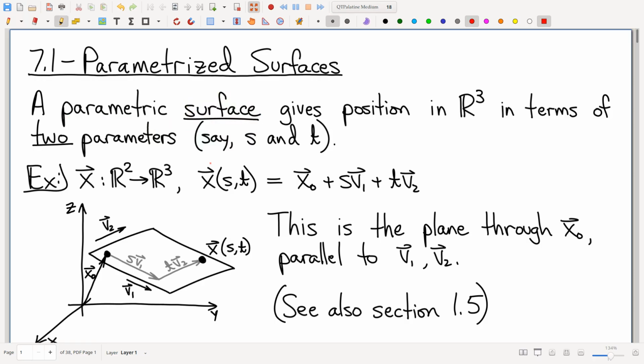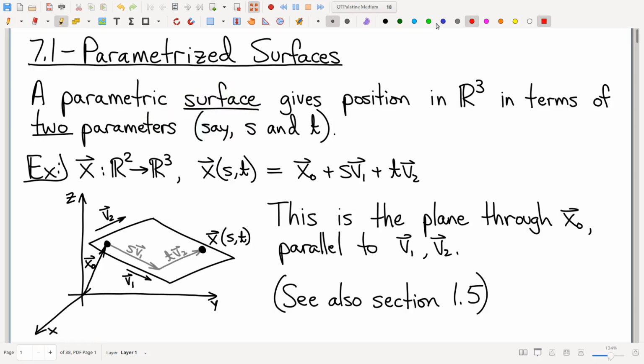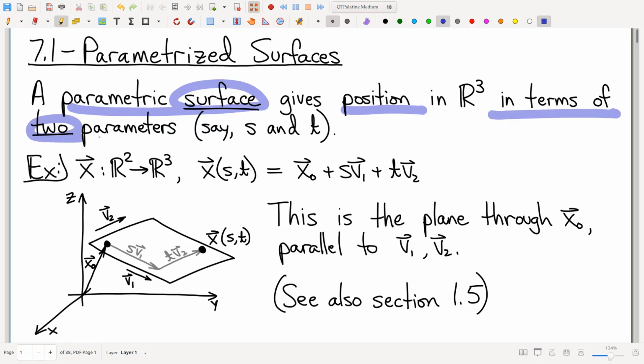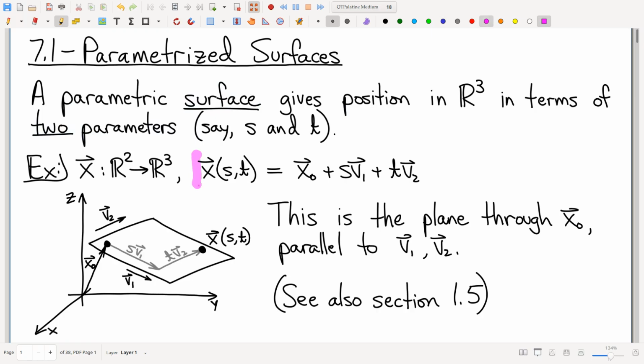But just a short answer, a parametric surface is a function that gives position in terms of two parameters instead of one. Right? Parametric curve gives position as a function of one parameter. Parametric surface is position as a function of two parameters. Right? So think back again, quite a while ago, we wrote this example here.